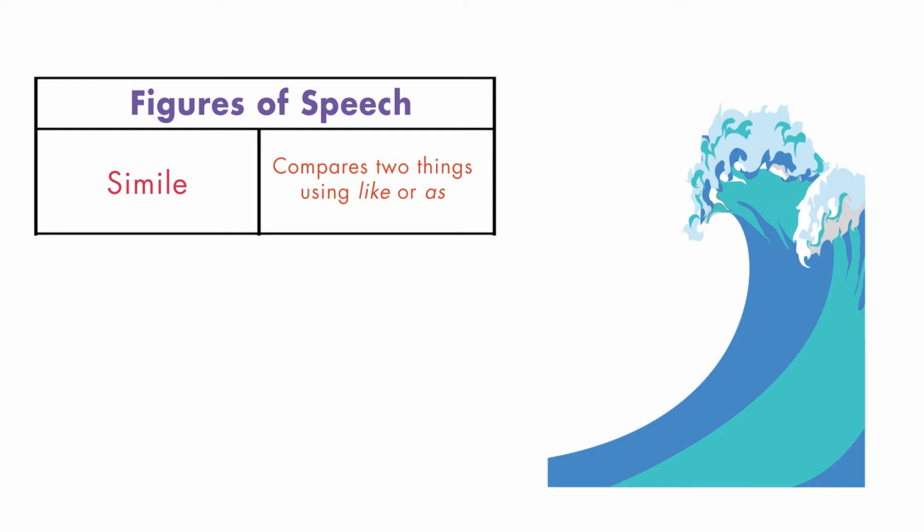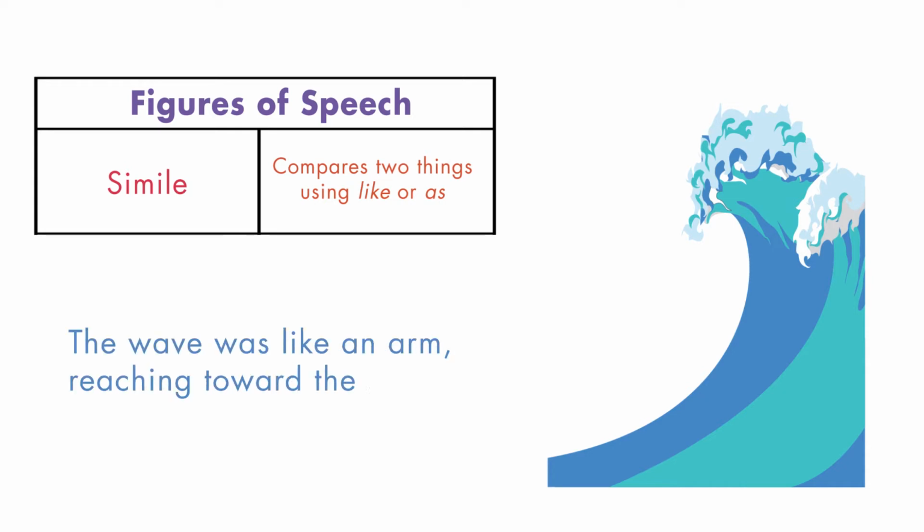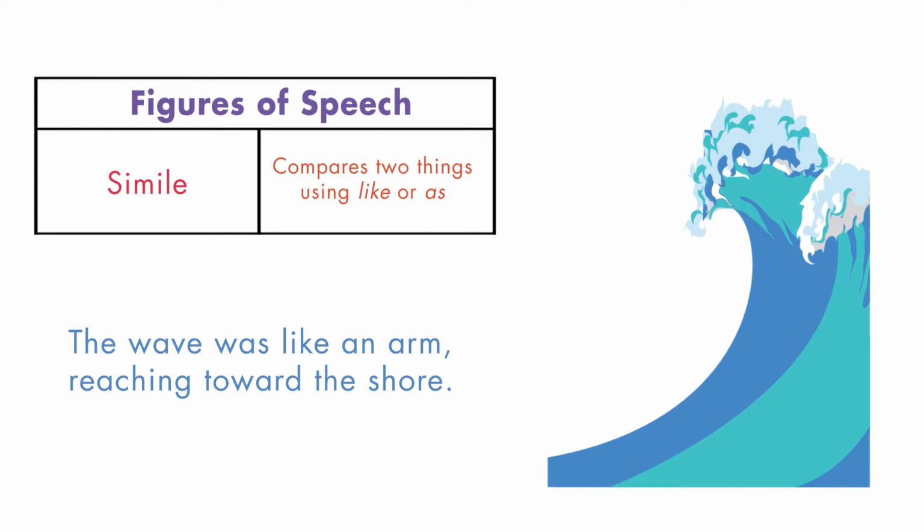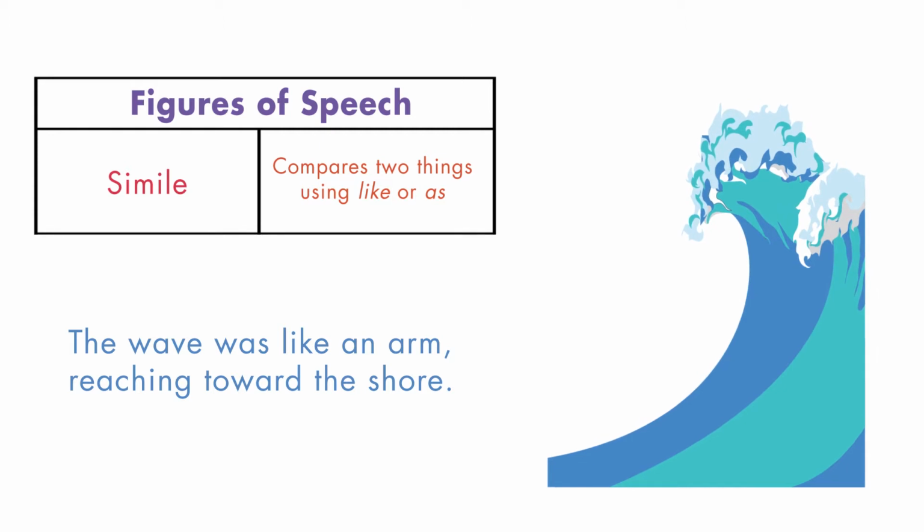A simile is a figure of speech that compares two things using the words like or as. The wave was like an arm reaching toward the shore. The wave is being compared to an arm using the word like.